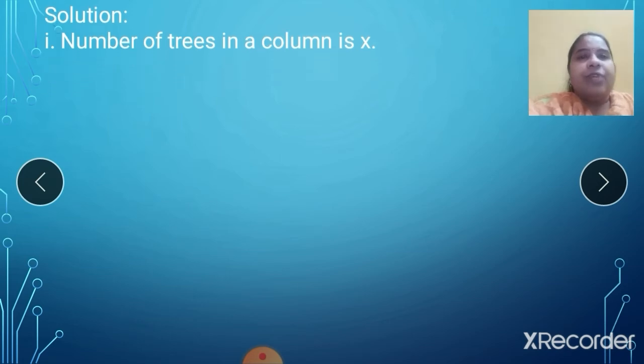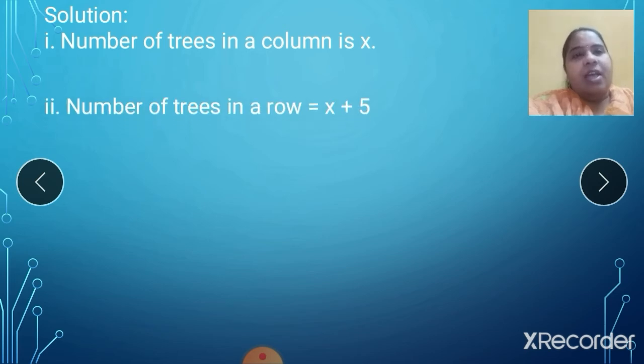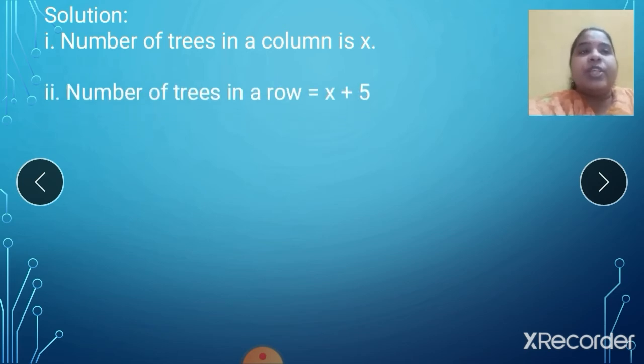Let's see. First thing, Roman number 1 was the assumption which they have already done. Number of trees in a column be x. As I have told you, number of trees in a row is 5 more. So this will be x plus 5. Don't make the mistake of writing here 5 into x. It is not 5 times more than that. Yes, it is 5 more. So it is x plus 5.